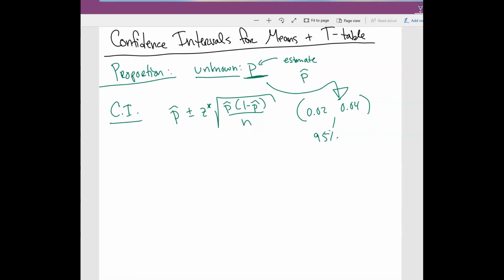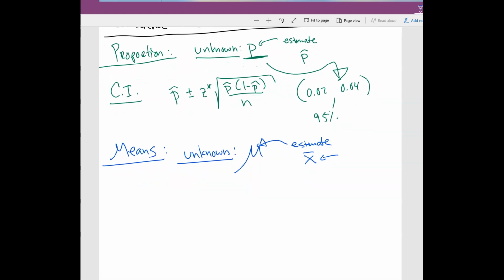So now we're going to do the same thing, but for means. In this case, our unknown parameter, in general, is the population mean, mu. So far we've been talking as if we know what mu is, but we really don't know anything about the true population mean. So what we can do is estimate this, and the best estimate is x bar, the sample mean. So this was the population mean, and this is the sample mean. So what would our confidence interval look like?